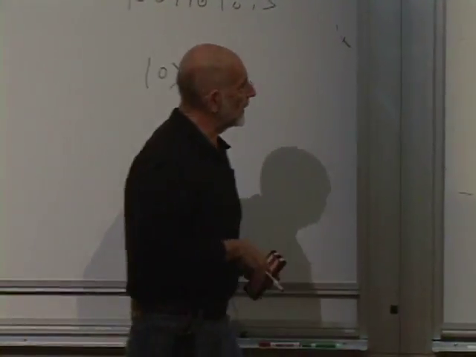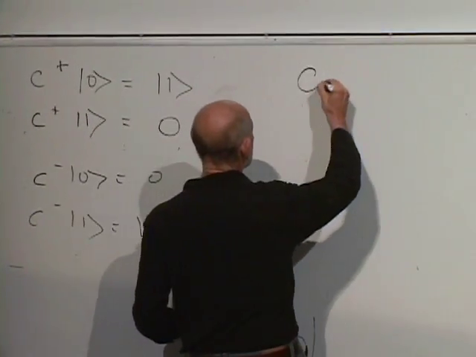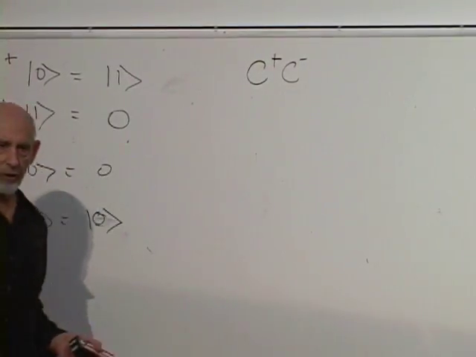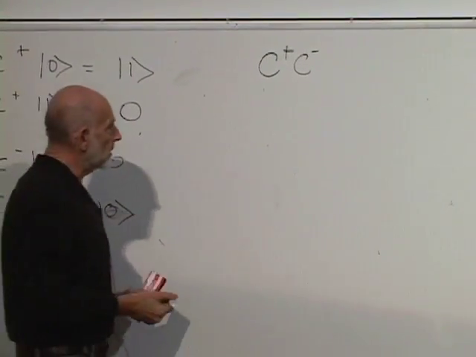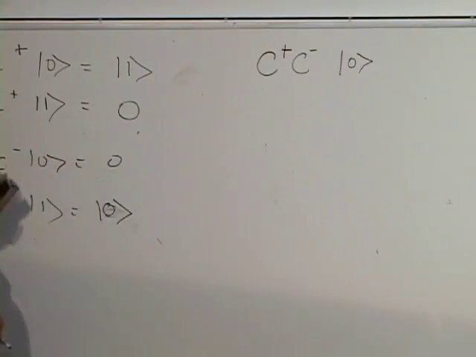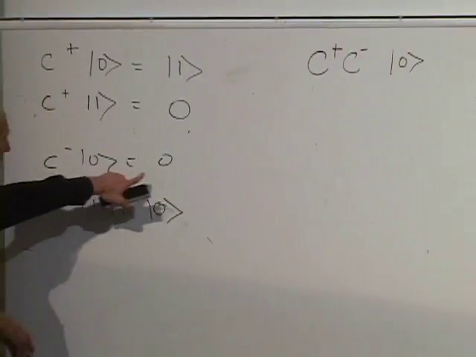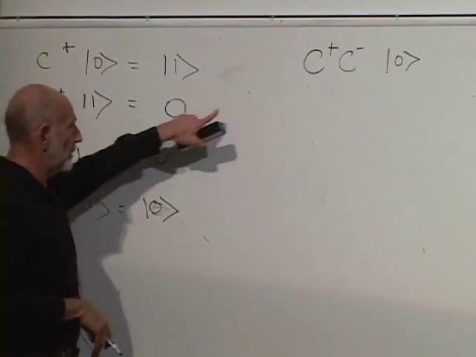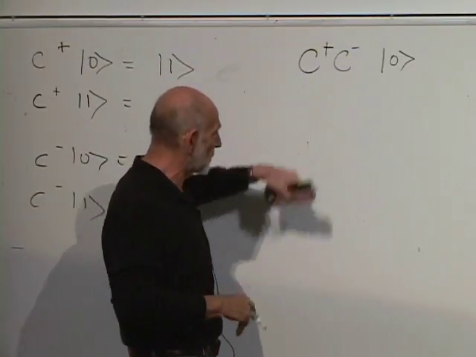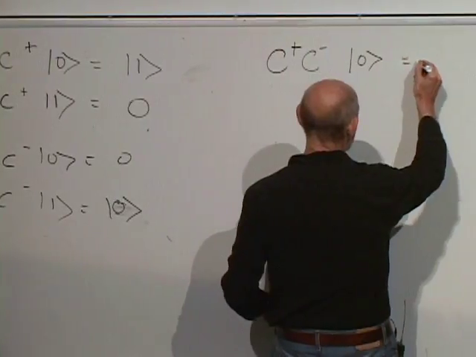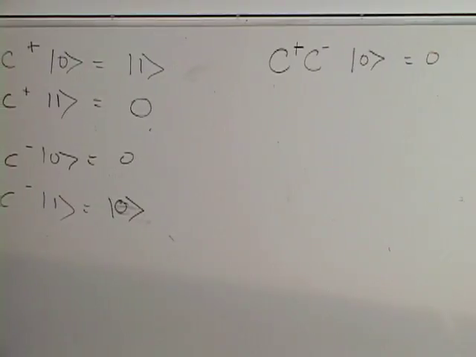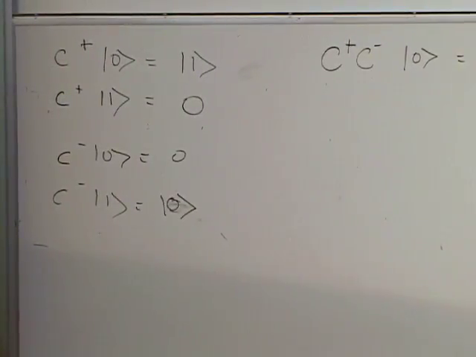All right. Let's see if we can figure out what C dagger C, or C plus times C minus, does. What does that operator do when it acts on anything? Let's figure out what happens when it acts on 0. Well, C minus, when it acts on 0, just gives zero. And C plus is not going to be helpful in getting it back to being non-zero. Zero is zero. You simply can't take away what's not there. Even if you try to put it back afterwards, you can't take it away to begin with.